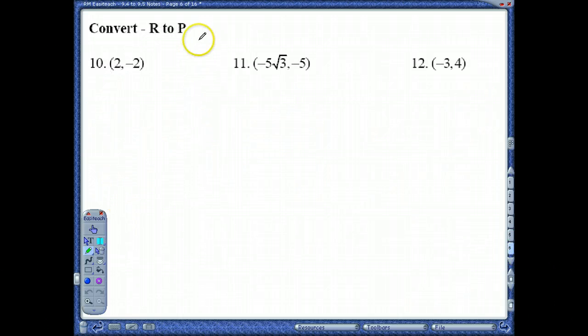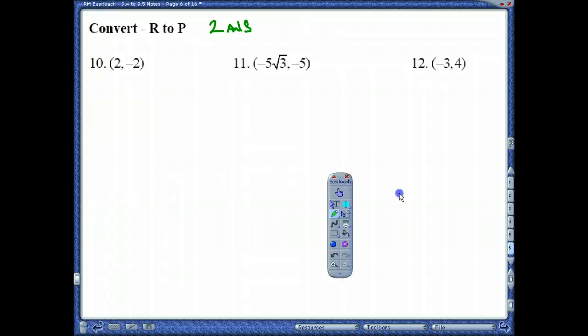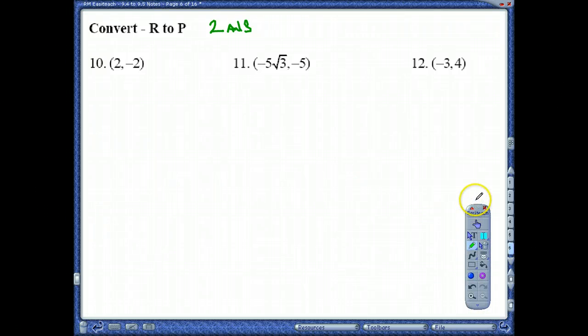Okay, now we're going back and forth. So we're going from rectangular to polar. We're going to find 2 answers. Okay, so remember the first thing you're supposed to do is figure out what quadrant you're in. So you're graphing this point, you're going 2, negative 2, so you're in the 4th quadrant. So please remember that when you go to find your angle.